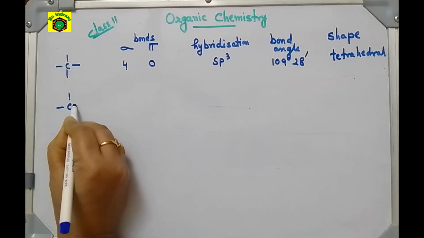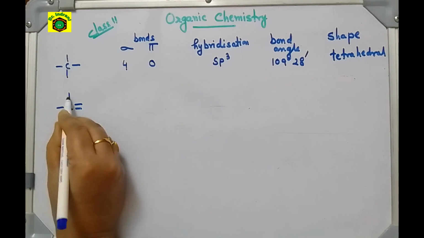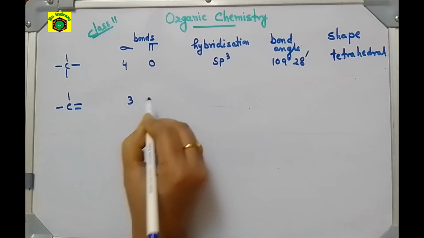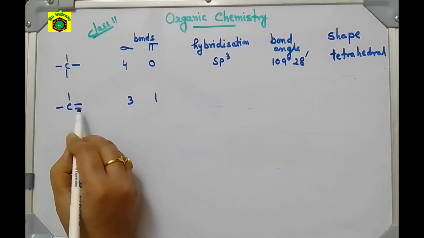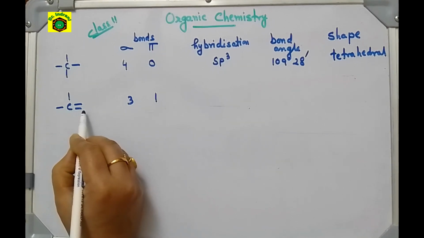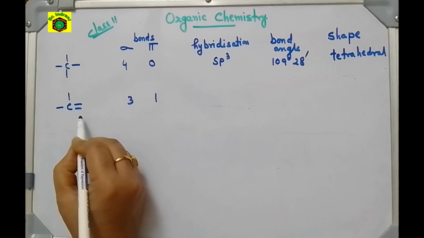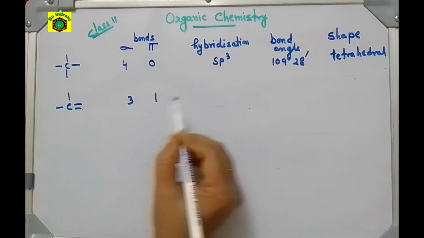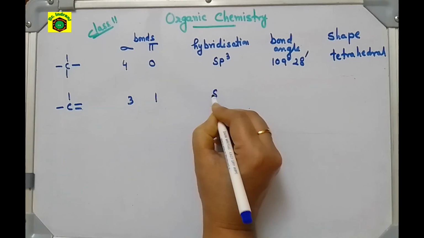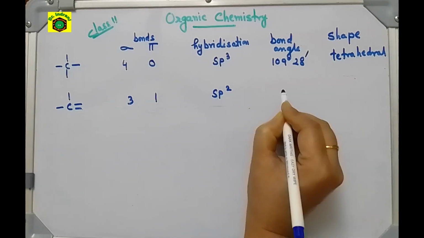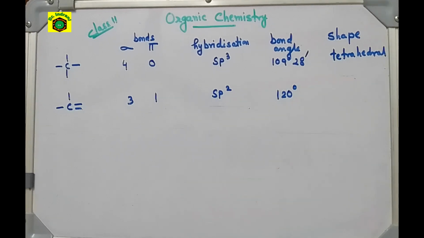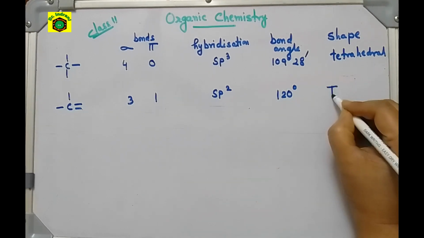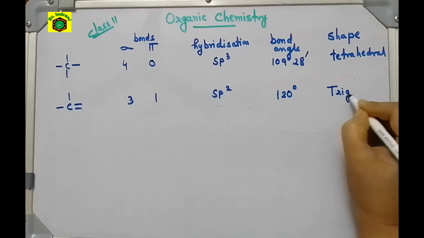If carbon is having 3 sigma bonds and 1 pi bond, see, between two atoms, first bond is sigma bond and next bond is pi bond. So here 3 sigma bonds are there and 1 pi bond. Hybridization of the carbon is sp2. Here ideal bond angle is 120 degree and shape of the molecule is trigonal planar.